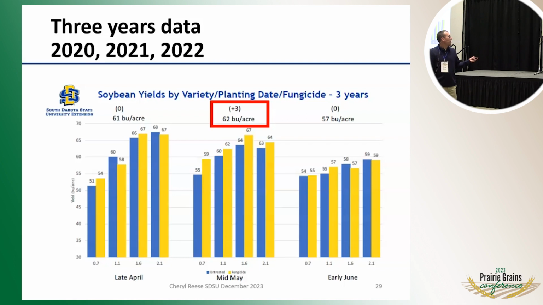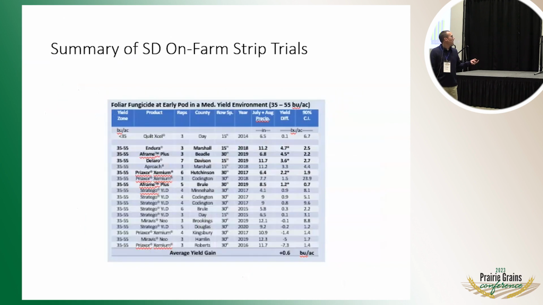So we're looking at about 3 bushel. The yellow is fungicide, the blue is not. So it's our 1.6 here, maturity, 3 bushels there. And here, well, 2.1, that's only a bushel. But this would probably be the norm, this 1.6 planted mid-May. So 3 bushels. We said we needed 2.6 to break even, so you at least broke even there. It's whether it was worth it, maybe not.